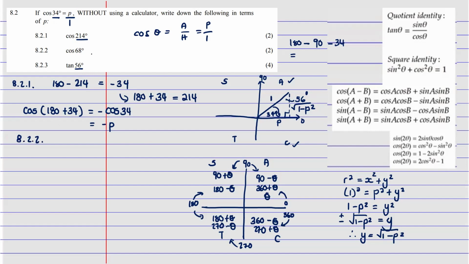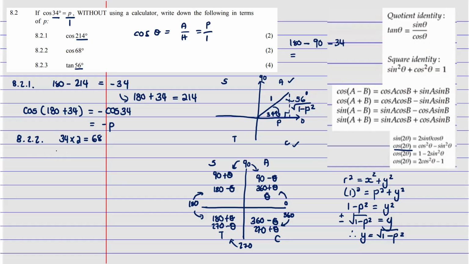8.2.2, right? We have cos 68. We see that if I say 68 divided by 2, I'm going to get 34. So 34 multiplied by 2 is going to give me 68. Why is this important? Because we can use this property. So we can replace the 68 by 2 multiplied by 34, right?